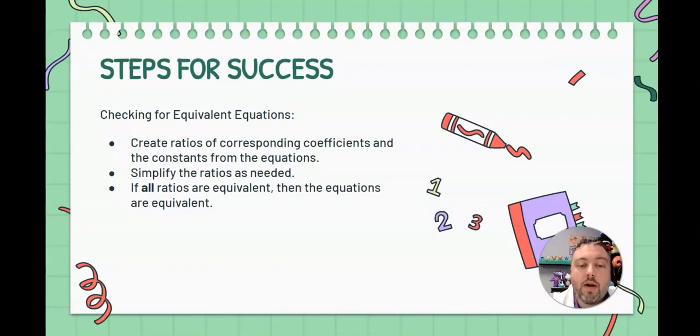Now ratios are a great way to look for any sort of dilation or any sort of multiplication that is occurring between two things. And we're going to make sure that we are matching up corresponding coefficients and constants from those equations. We may need to simplify those ratios so that we can then check to see if all of our ratios from the equation are in fact equivalent. And if they are, then that means the equation as a whole is equivalent.